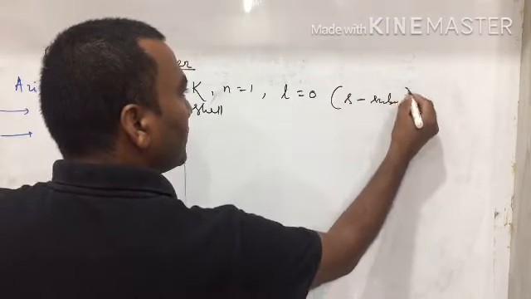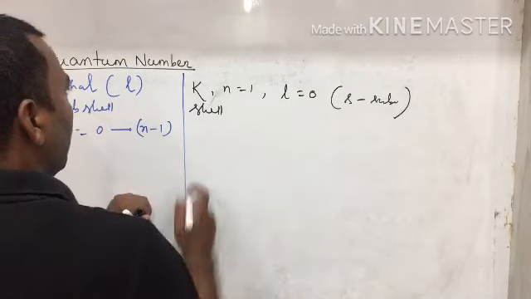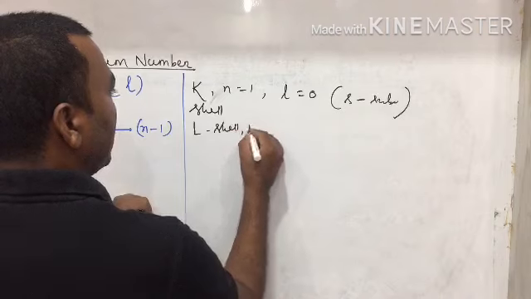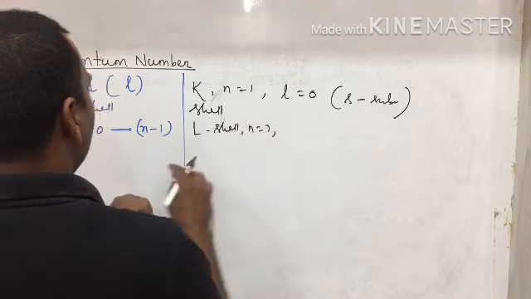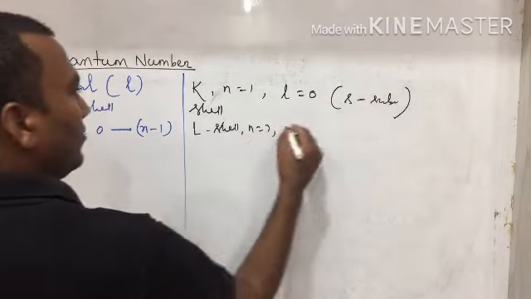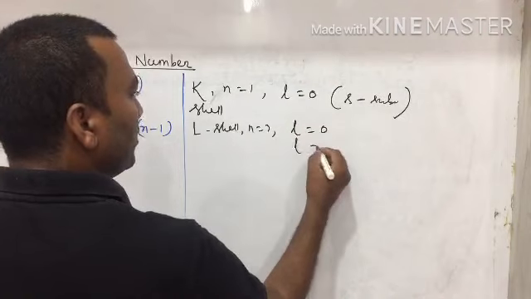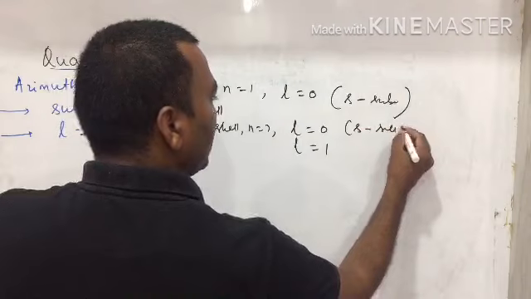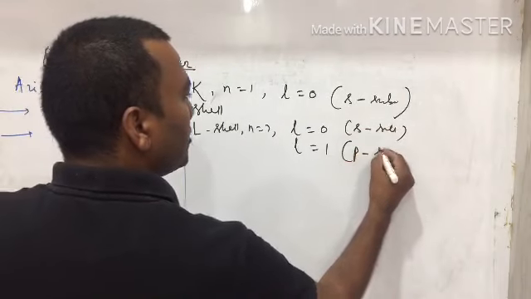Got the idea? Similarly, L cell, n equals 2. What is the l value? 0 to n minus 1 means l equals 0, l equals 1. So 0 means s subcell, 1 means p subcell.